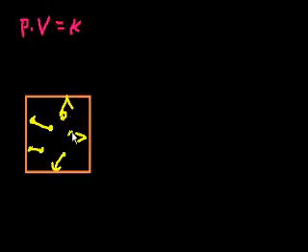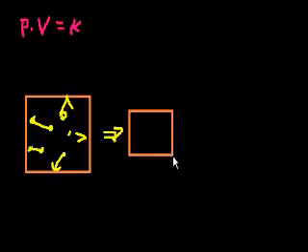Now, what happens if I were able to squeeze the box? So if I were able to decrease the volume of the box. Let's say I take that same box with the same number of molecules in it, but I make the volume of the box smaller. What's going to happen? Well, I have the very same number of molecules in there, and they have the same kinetic energy. And so on average, they're moving with the same velocities.